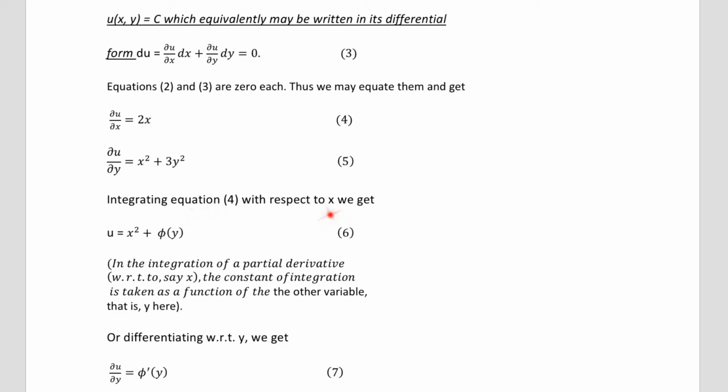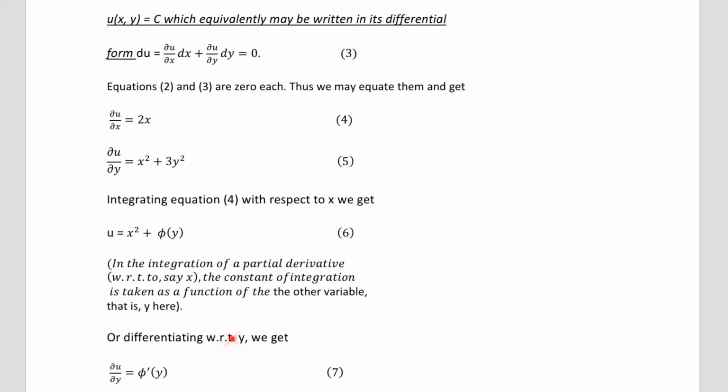Integrating equation 4 with respect to x, we get u is equal to x squared plus a function phi of y. Equation number 6. In the integration of a partial derivative with respect to, say, x, the constant of integration is taken as a function of the other variable, that is y here. This could have been a constant, but for a partial derivative of u with respect to x, this is still a constant because it becomes 0 then.